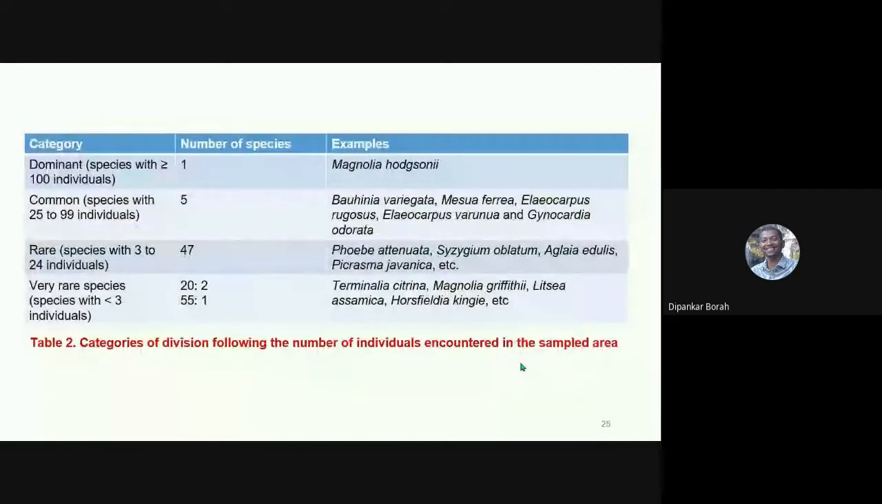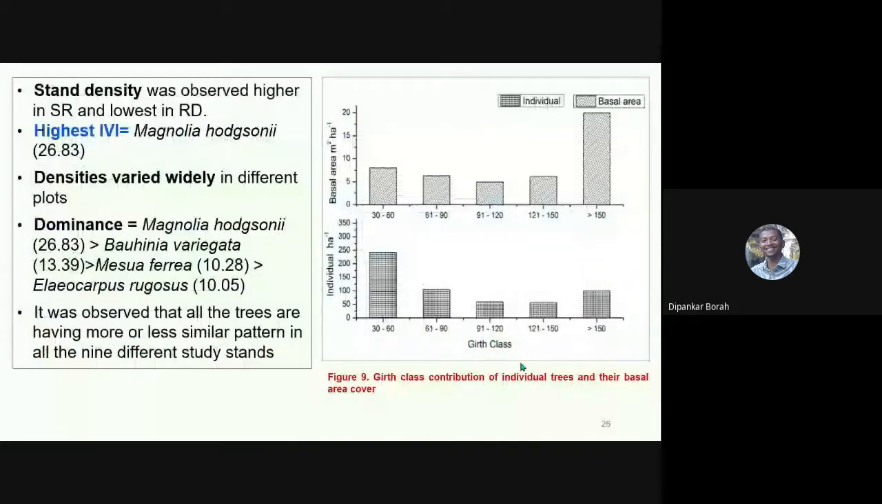Table 2 shows the categories of division based on the number of individuals encountered. The dominant category includes species with more than 100 individuals, common 25 to 99 individuals, rare 3 to 24 individuals, and very rare less than 3 individuals. Only 1 species was termed dominant, that is Magnolia hoxoni. 5 were common, 47 were rare, and 75 were very rare. The stand diversity was higher in Cerealia and lowest in Radhasu. The highest IVI was recorded for Magnolia hoxoni. Similarly, dominance was also higher for Magnolia hoxoni.